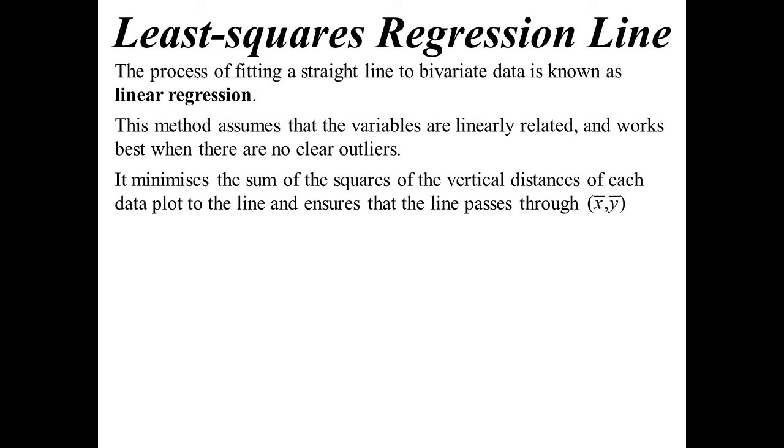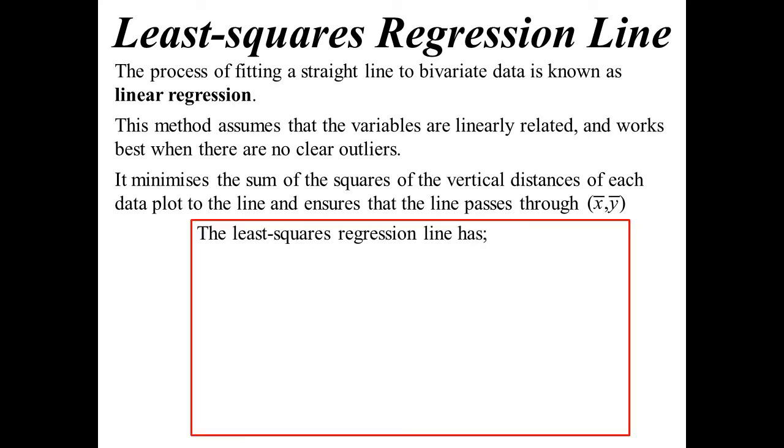Okay, so that's now the mathematician coming out of me. This is where it comes from. The other thing it guarantees is that the line will always go through that point. Whatever the average of x is and whatever the average of y is, that particular point will be on the graph. So what does it have? Obviously it has a slope. There's your formula for slope.